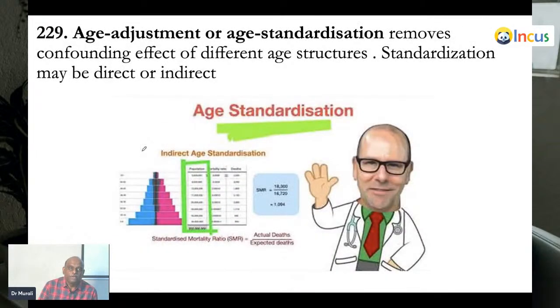So what we need to do whenever there is a different composition of the age, then we need to do what is called age adjustment.